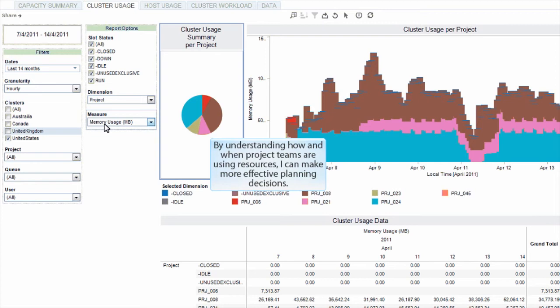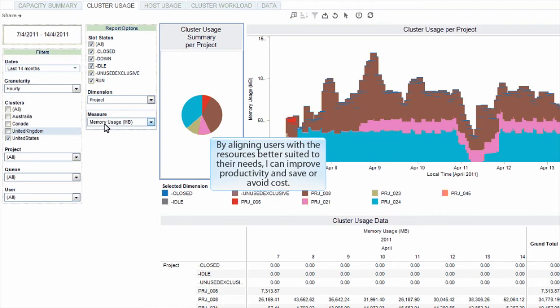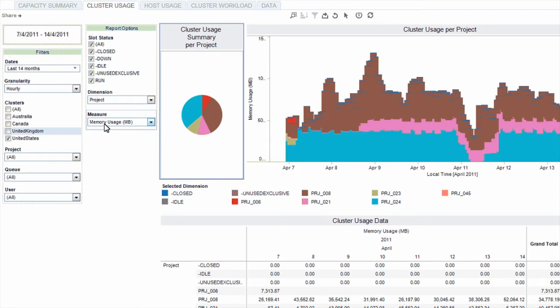By understanding how and when project teams are using resources, I can make more effective planning decisions. By aligning users with resources better suited to their needs, I can improve the productivity of all project teams and potentially save or avoid cost. I'll look at a similar project breakdown based on job slots.